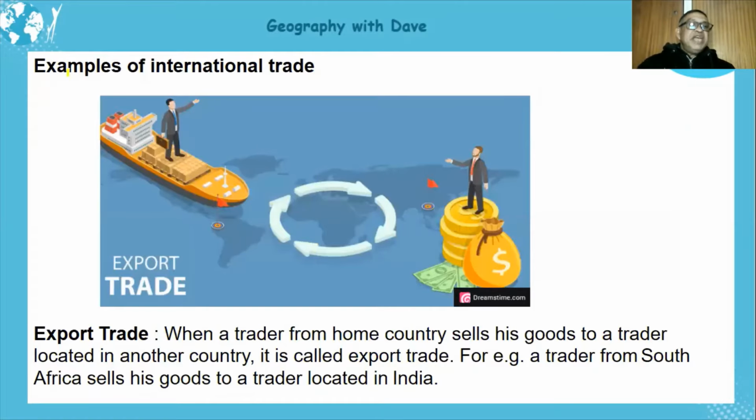Examples of international trade: export trade. That's one. When a trader from the home country sells goods to a trader located in another country, this is export trade. It's good. Export trade is good. For example, a trader from South Africa sells his goods to a trader located in India.